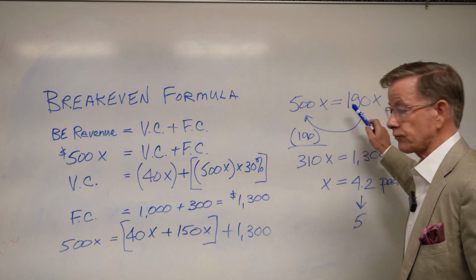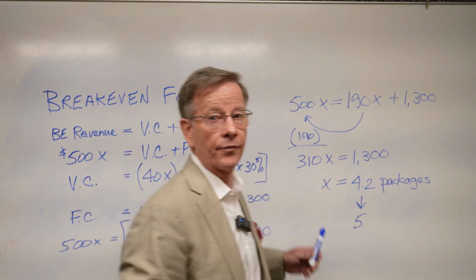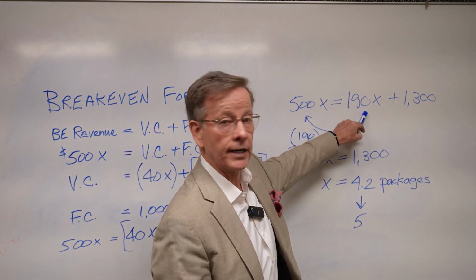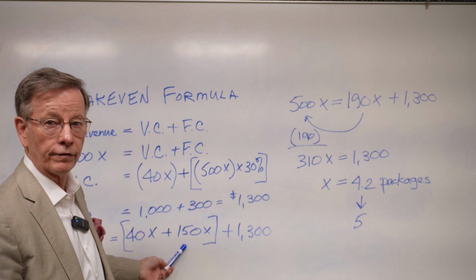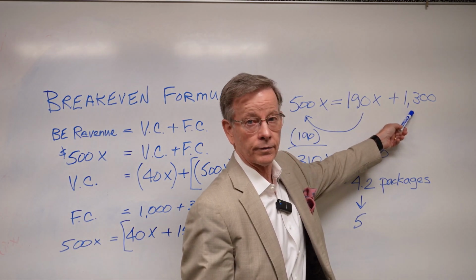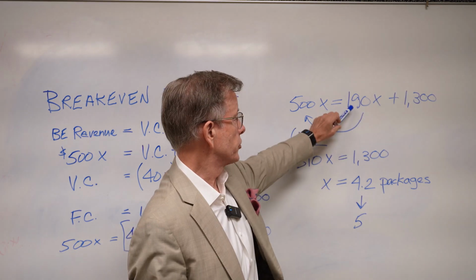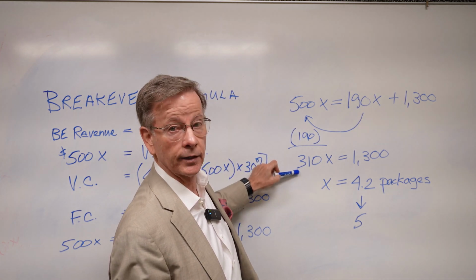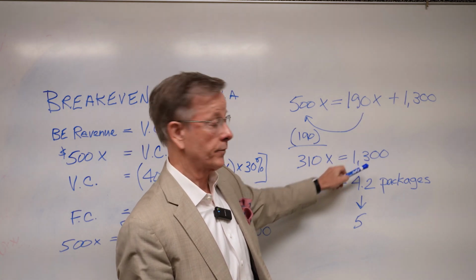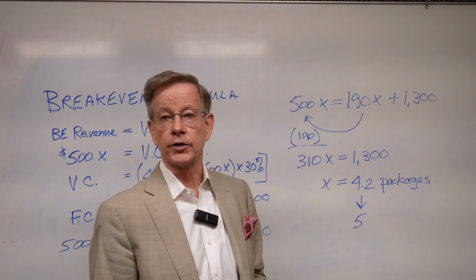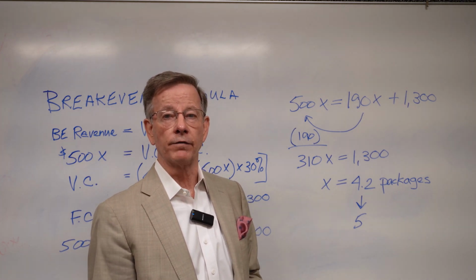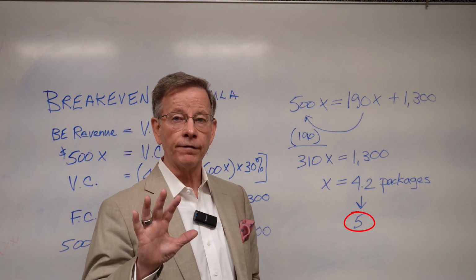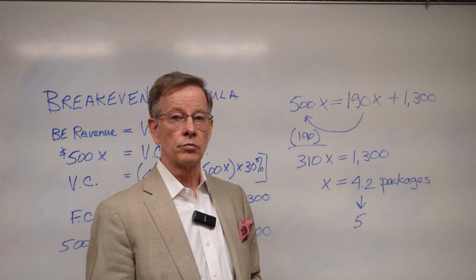So over here, I hope you can see this. Let me move this way. Over here, we've got our break-even sales equals 190x, which is 40 plus 150, plus $1,300, right? So when we want to solve for this, we would move the 190 over here and subtract it from the 500 to get us 310. 310x equals 1,300. X equals 4.2 packages. So we need to sell 4.2 packages to break even. Okay, well, we can't sell a 0.2 of a package, so we really need to just round that up to 5. We need to sell 5 $500 bookkeeping packages to cover our costs.